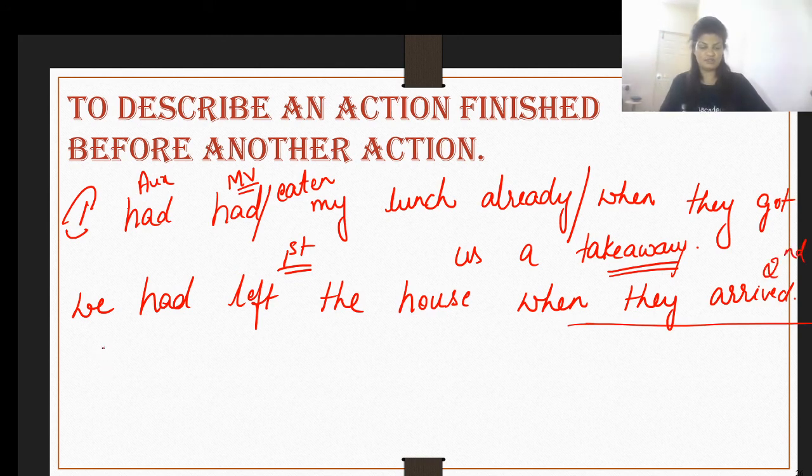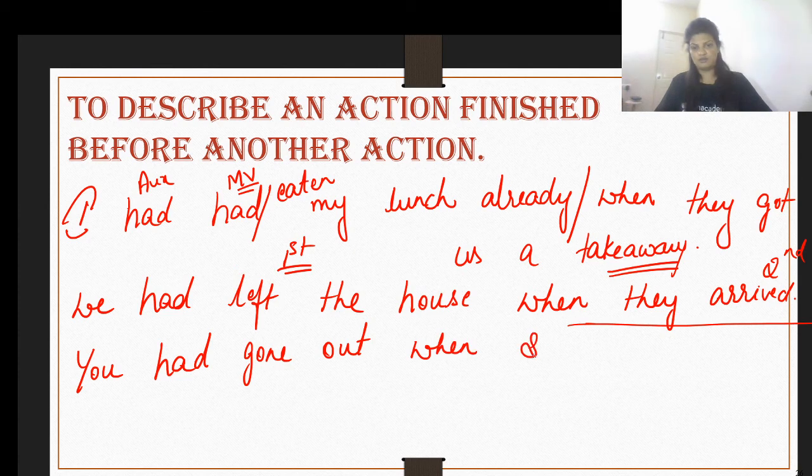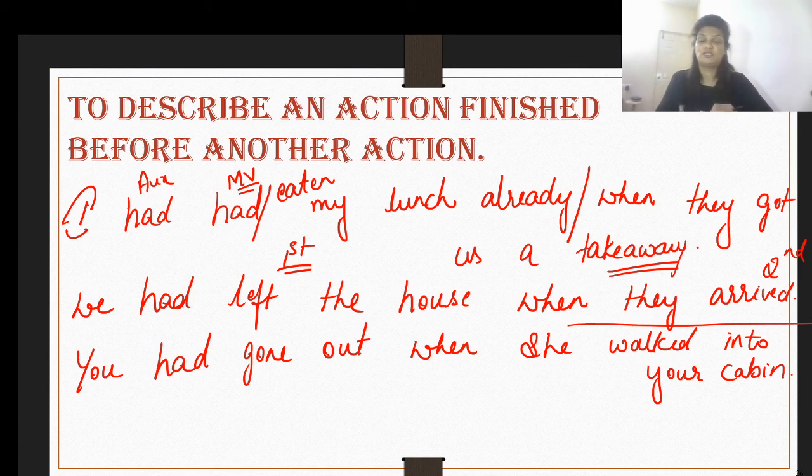With the subject you, you had gone out when she walked into your cabin. So again, two actions. Having gone out had already happened, the first action, and this is the second action. So this happened recently. So all these are our older actions.